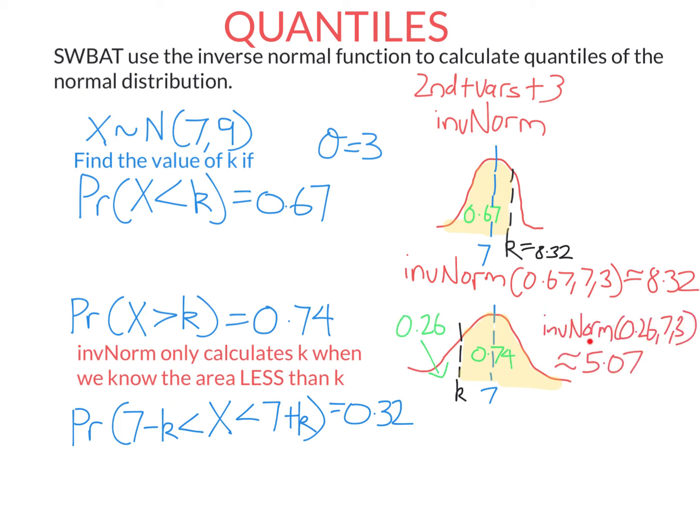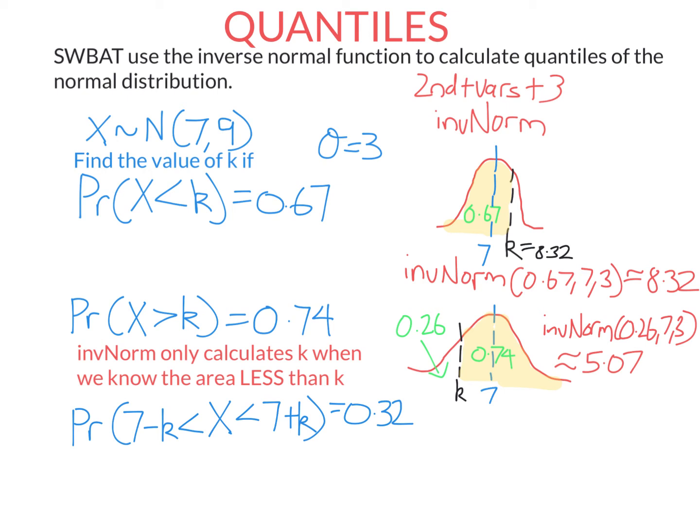So we put inverse normal, the area is 0.26. We always put the area less than the value that we're trying to find. So the answer that it gives us is 5.07. So that means if the data is normally distributed with mean 7, standard deviation 3, then 74% of scores are above 5.07. All right, let's try this one here.